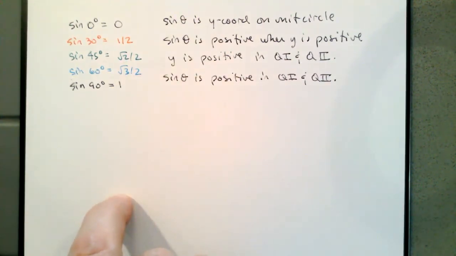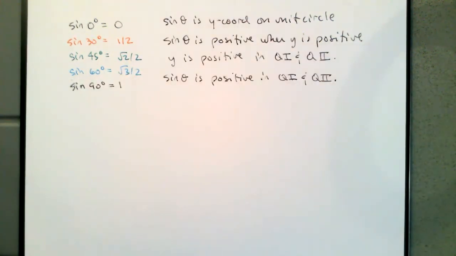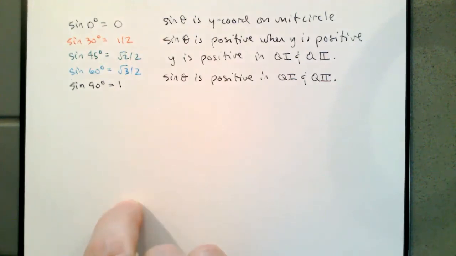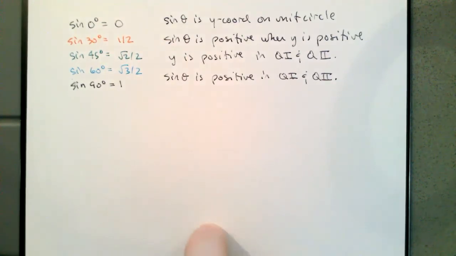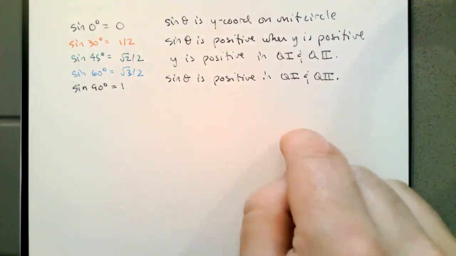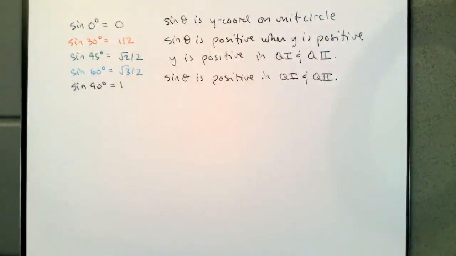Then we're going to be in quadrant 3, and sine is going to be negative because y is negative in quadrant 3. We'll be at 0, negative 1/2, negative root 2 over 2, negative root 3 over 2, negative 1. And then from 270 to 360, we'll go from negative 1 to negative root 3 over 2 to negative root 2 over 2 to negative 1/2 to 0. So going around, we're just going to go up and down these values.